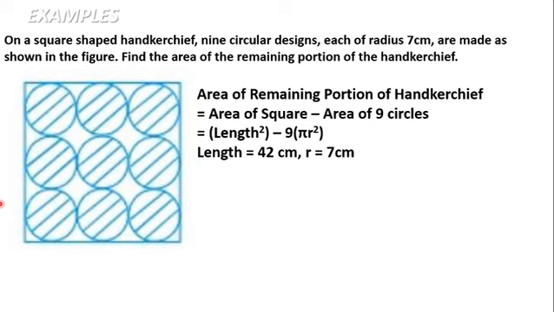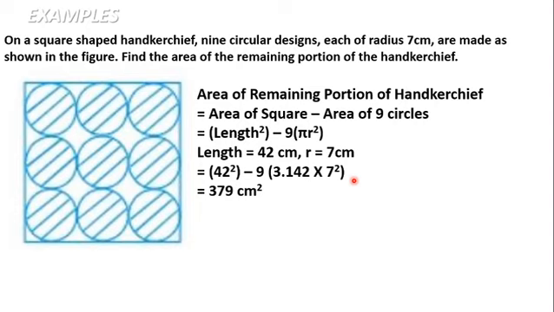Alright, so we insert values into this equation right here. The area of the square would be length raised to power 2, which is 42 raised to power 2, minus the area of the 9 circles would be 9 times our pi, which is 3.142, times our radius, which is 7 rather, and then we square that to give us 49. So if you insert those values into your calculator, your final answer will be 379 centimeters squared. So the remaining portion of the handkerchief has an area of 379 centimeters squared. I hope you understand that, because it's fairly easy.